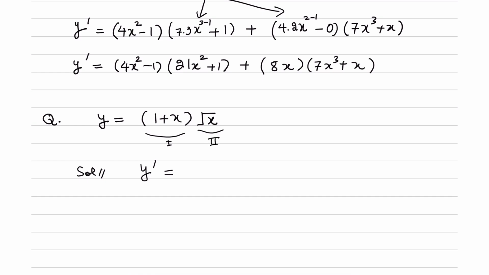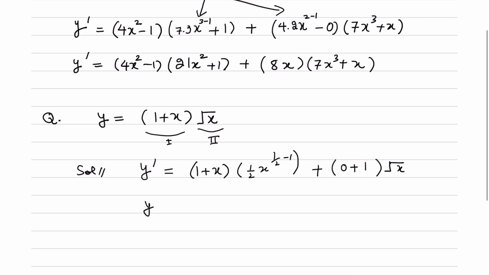Now the product rule of derivative says: first term as it is, derivative of the second term. So here we have to put the derivative of the square root of x. Since the square root of x is x^(1/2), we can find its derivative by the power rule: the power comes on the side, x^(1/2 − 1), plus the first term's derivative. Here the first term is 1 + x. The derivative of 1 is 0 plus the derivative of x is 1, and the second term as it is.